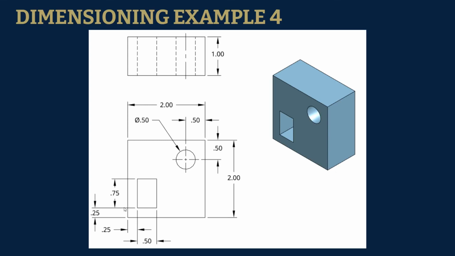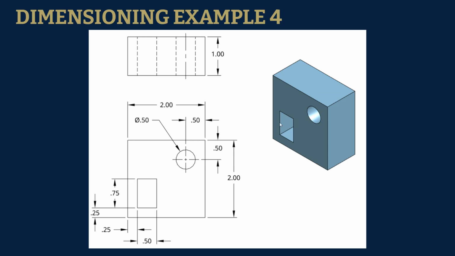This is dimensioning example number 4. It's a lot like number 3, except it has a round hole and a rectangular hole. Again, it's prismatic. It's just an extrude, so you can get away with just 2 views. Basically, the rule is if you can do all your dimensions in 2 views, then you only need 2 views. If you can do all your dimensions in 1 view, then you only need 1 view.